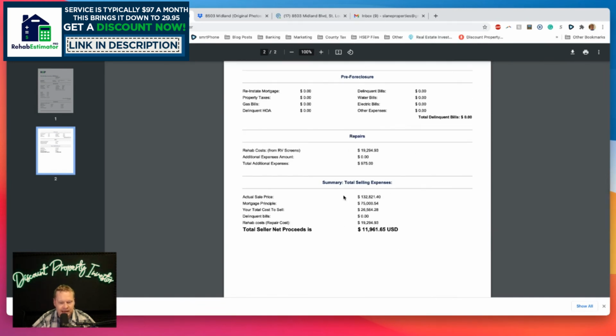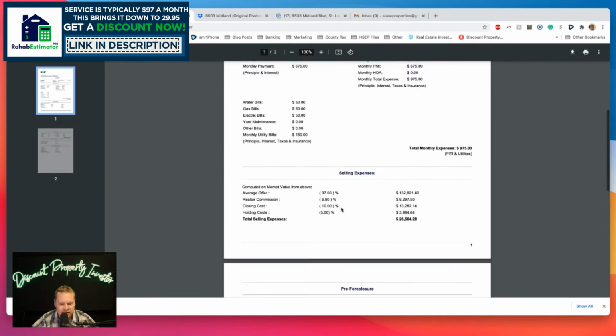Even if you're an agent, this would be a great tool to help your sellers figure out, hey, is it going to be better to fix this up or just try to sell it as is? And what would your numbers be? So that is a seller net sheet.